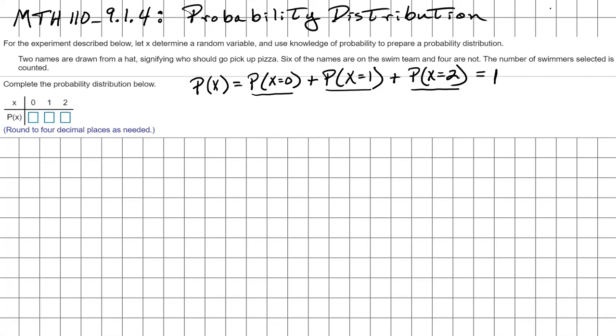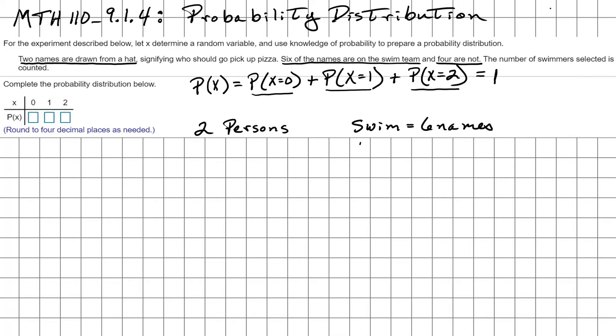Well, we're going to have to go back to the original problem, and look at it and understand a few things about it. First off, we're going to start with 2 names are drawn from a hat. That means that there are going to be 2 persons going to pick up the pizza. 6 of the names are on the swim team. So that means swim team, there are 6 names. And then 4 are not. So we'll just say not swim or just not. So there are 4 names.